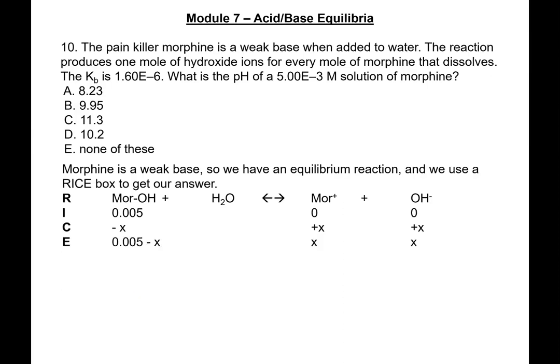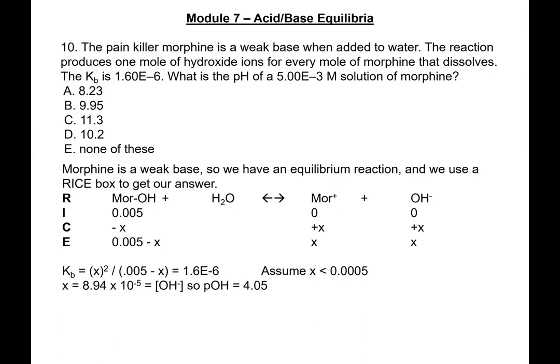So now I have my equilibrium expression, and I can set up my RICE equation. I know Kb is 1.6 times 10 to the minus 6, and that's going to be equal to x squared divided by 0.005 minus x. Now, I'm not really sure if my assumption here is going to work. So let's assume it. Let's check and let's see. I can ignore x with regards to 0.005.